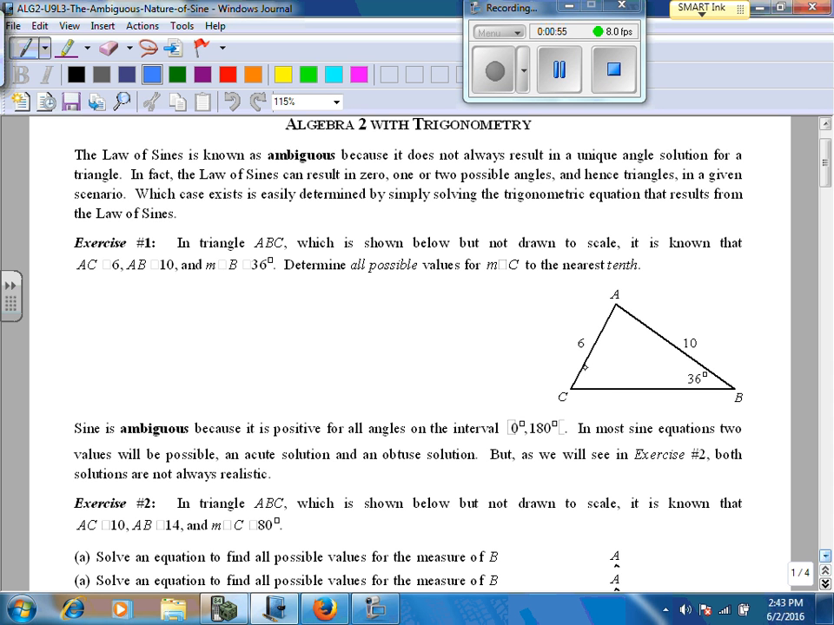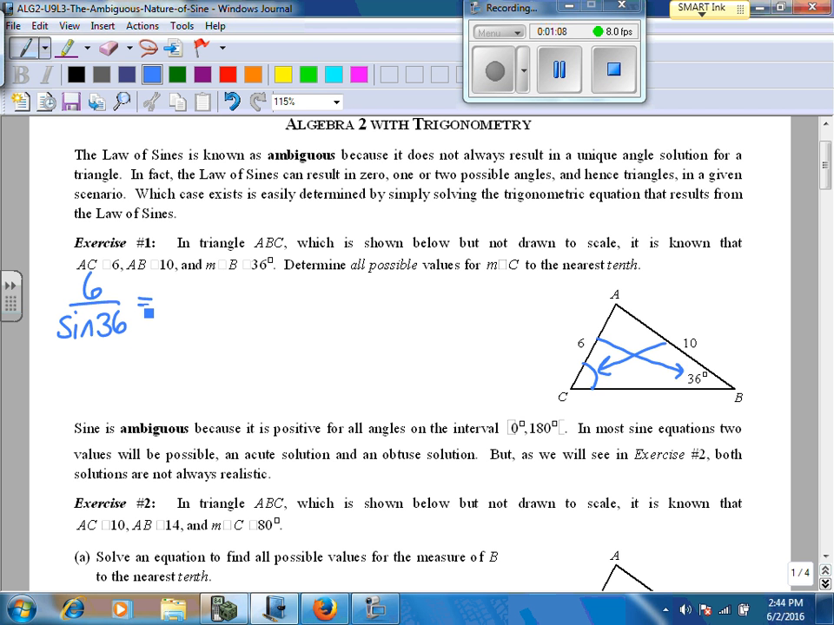angle C, it says. So angle C is right here, opposite this side of 10. 36 is opposite 6. So when I set up law of sines, I'm going to have 6 over sine 36 equals 10 over sine C. And when I cross multiply and solve, I end up getting sine C equals some ugly decimal number, 0.97964, etc. And then when you do the inverse sine, remember that from last lesson, you get 78.419, etc. So approximately 78 degrees.